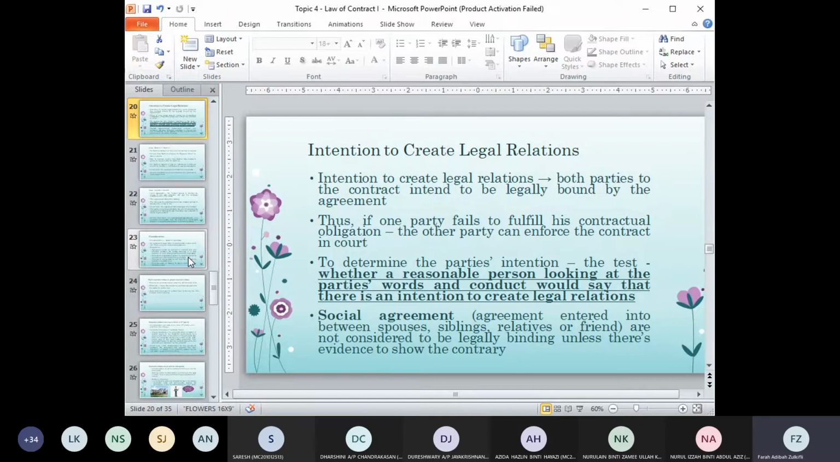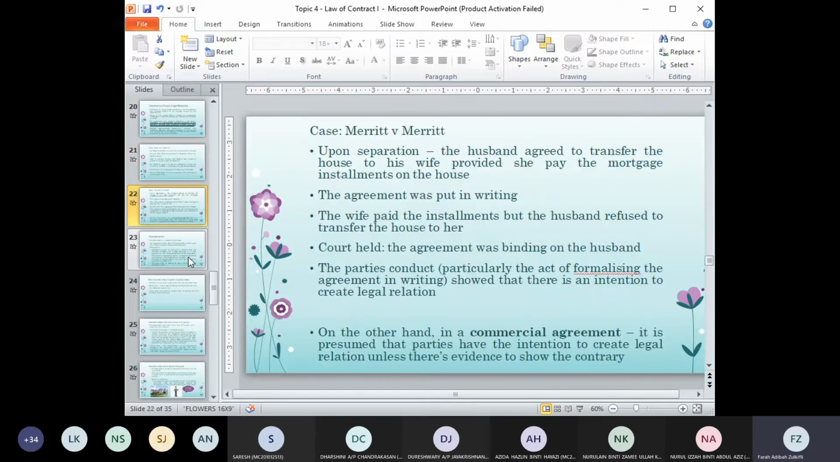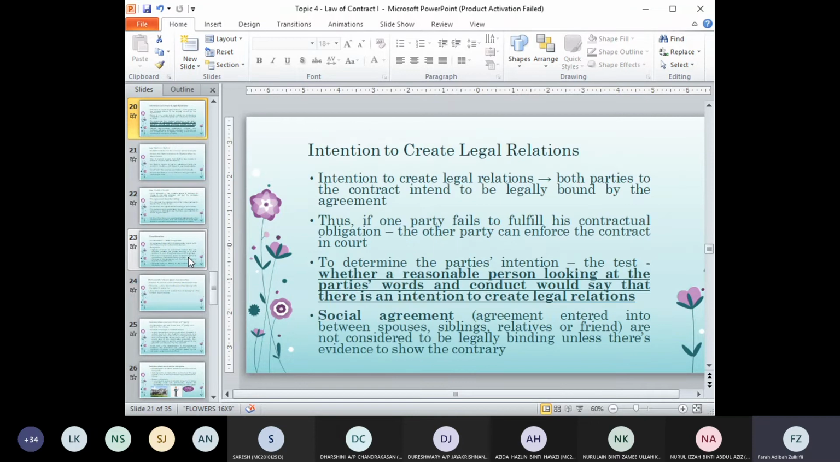Okay, so if you want to see whether the parties have the intention to create legal relations or not, usually they will see whether a reasonable person looking at the parties' words and conduct would say that there is an intention to create legal relations. So that's what I said before. We have two types of agreement, which are commercial agreement and social agreement. Social agreement is an agreement entered between spouses, siblings, relatives, or friends.